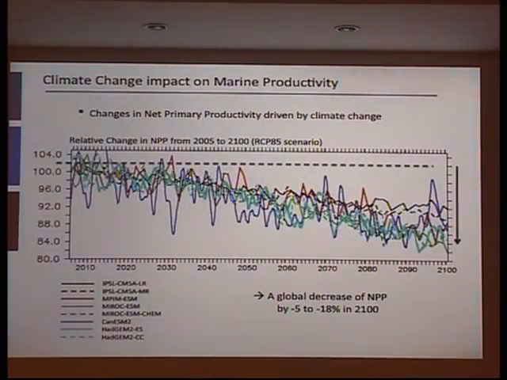And you see that all models project a decrease of NPP with climate change. Of course, some differences here in 2100, but you have a global decrease of NPP by -5 to almost 20% in 2100. So very similar to what was obtained with much simpler models 10 years ago.